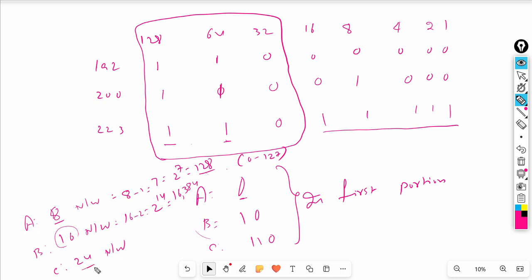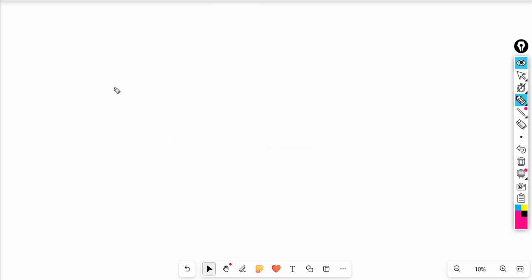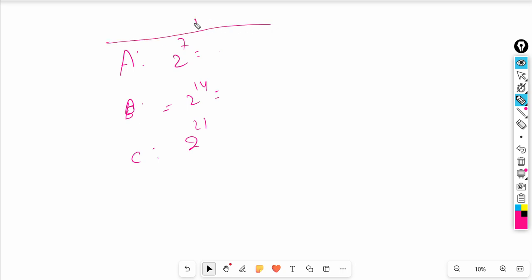In class C, 24 network bits. 24 minus 3 is 21. 2 power of 21, so you will get some value, right? Those are the numbers of networks. Remember this, very, very important. In class A, 2 power of 7 networks. Class B, 2 power of 14. And class C, 2 power of 21. These are the number of networks. Remember this point.